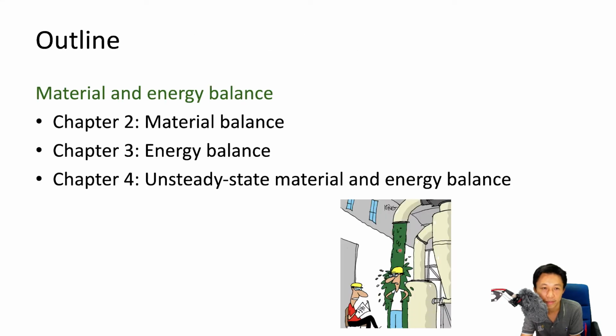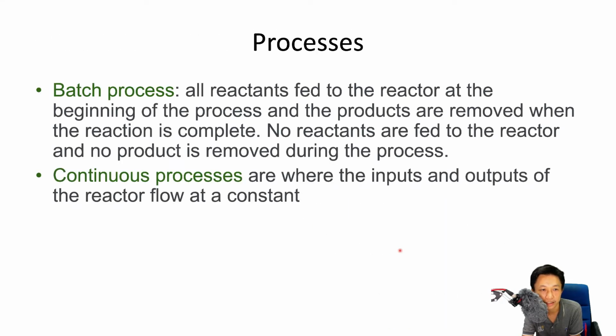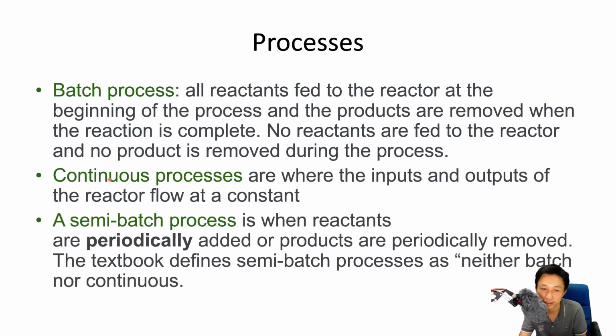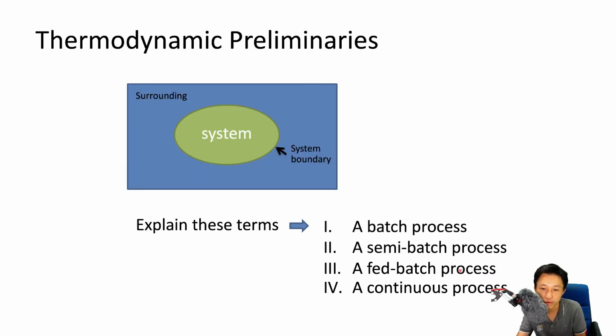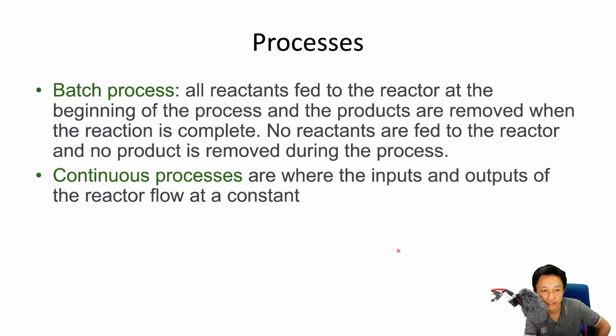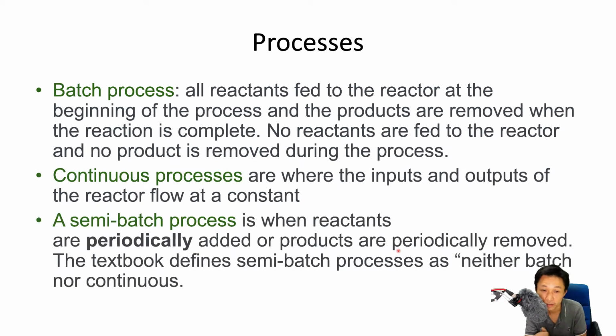That's it. My recommendation is you first identify whether it is a batch process or a continuous process. And if you cannot categorize it into these two, then it's semi-batch. But if you feed your reactant, it is a fed-batch process. Otherwise it's semi-batch anyway. Okay, I think it's enough for these definitions. You can have a look later and you might come back to this page again.